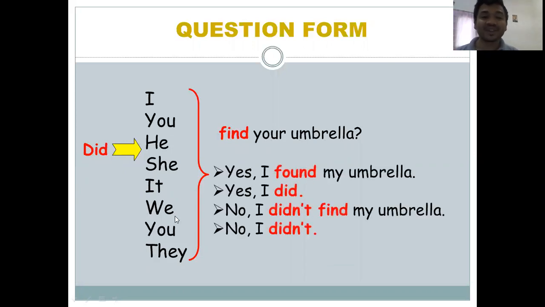Okay, now if you wish to answer the question, you could say, did I find your umbrella? Yes, I found my umbrella. Or in a shortened form, you can also say, yes, I did. In negative, you can also say, no, I didn't find my umbrella, or no, I didn't. Just in case you wish to answer the questions. Take note.